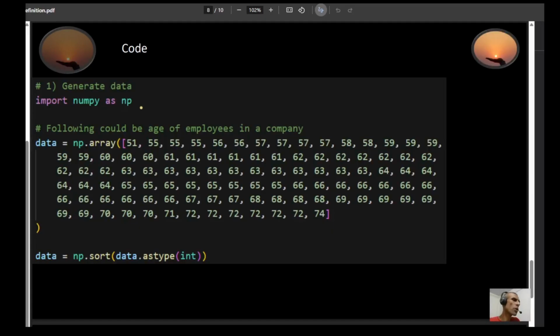And now I'll show you the code that plotted this histogram. So first thing I'm doing, importing my NumPy, and this is my data right here. It actually starts with 51, 55, 55, all the way up to 72, 74. And I'm sorting my data right here.